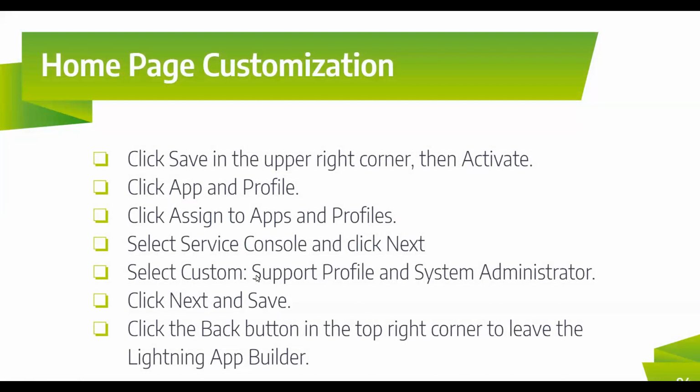Then you select the service console, click on next, then select the custom support profile, then select the system administrator, and then click on next and save. First, you're going to assign this home page to the particular app, and then you go to the profile page and select the profile. You're going to select support profile and system administrator, then click on next and save.